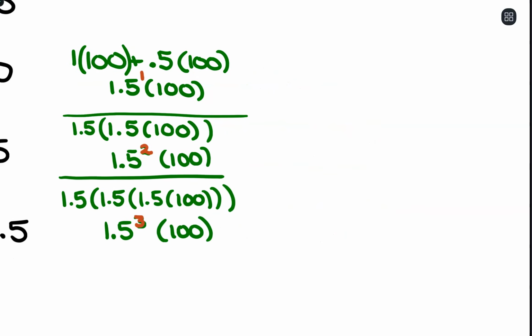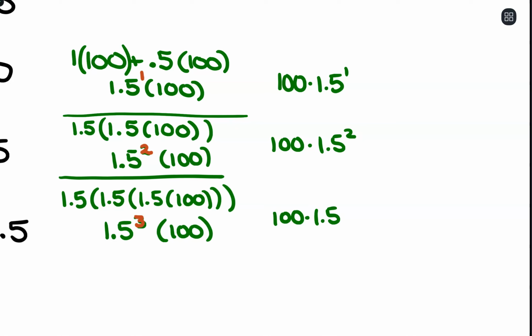Now, all I'm going to do is go through and just switch the notation around so that it's 100 times 1.5 to the 1 power, 100 times 1.5 squared, 100 times 1.5 cubed, because that will match our exponential growth form. So in our exponential form, we're going to be able to see our initial value, and we're also going to see the percentage, in this case, of growth. It could also be decay.